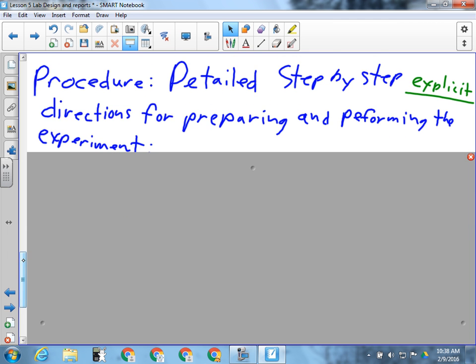Now, the other things you sometimes need to include in a procedure is instructions on how to maintain your controlled variables, okay? We talked about the controlled variables are those things that need to stay the same throughout an experiment so that they don't have an effect on the lab. A lot of times in the procedure, you're explaining to people how you set up the lab so that the controlled variables do in fact remain controlled, okay?